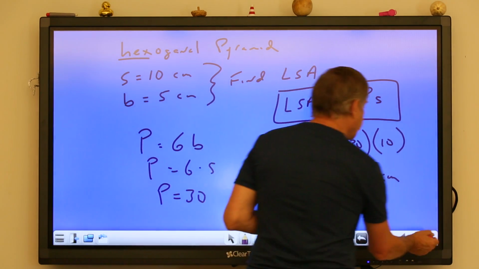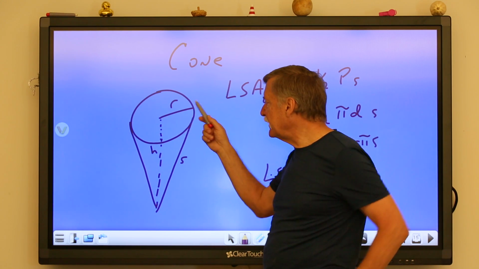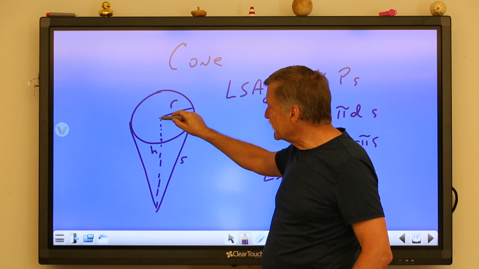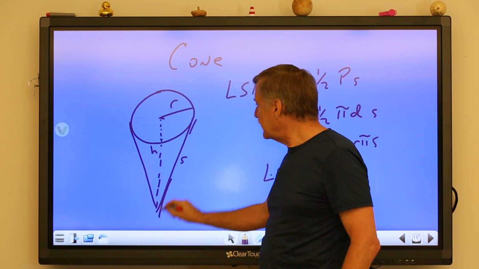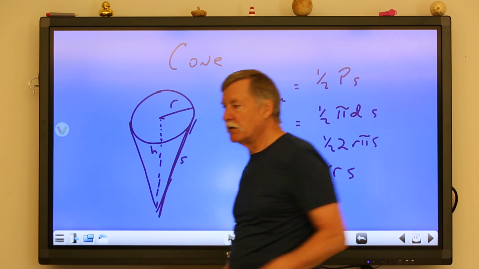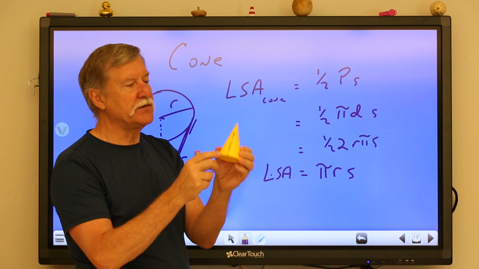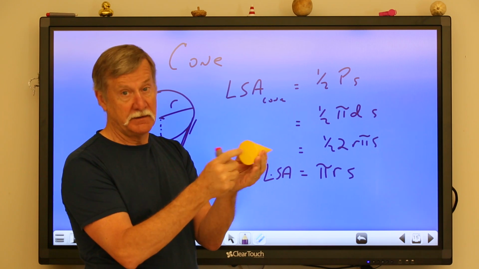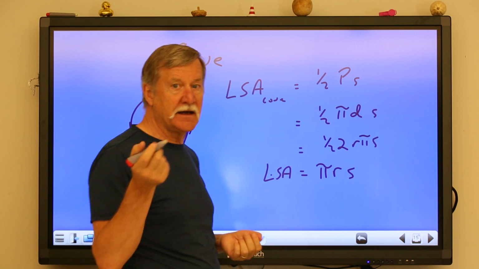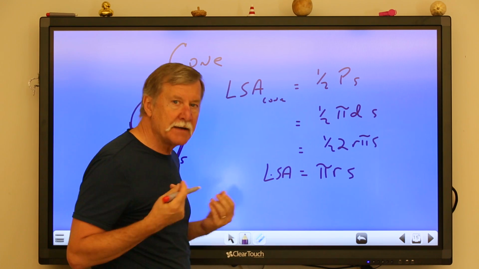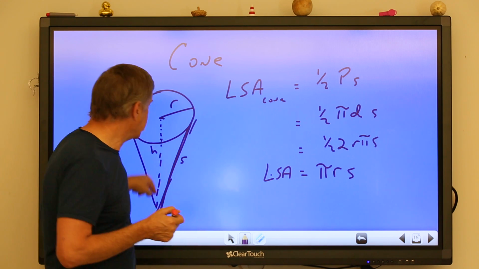Now we look at cones instead. Cones have a radius. They have a distance from the center of the circle to the apex called the height, and they have a slant height as well. On the cone, this line here is the slant height, which is different than the height. Remember, we use the Pythagorean theorem to find that slant height, because the slant height is the hypotenuse of the right triangle formed from the radius and the height.